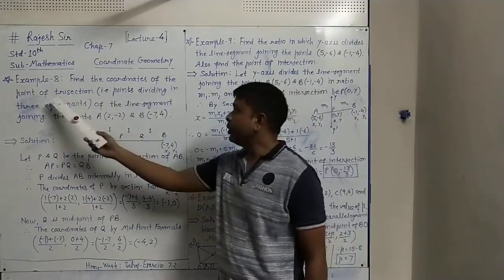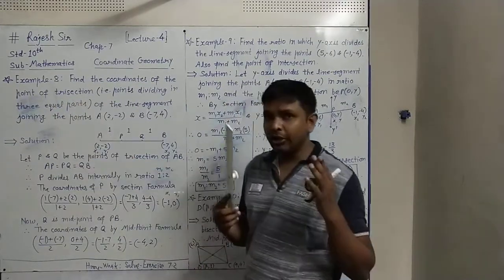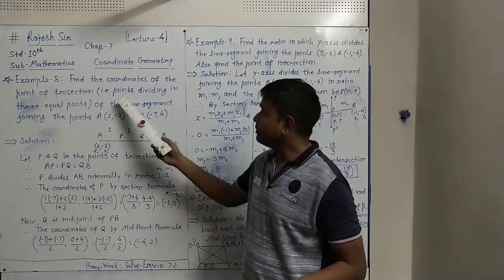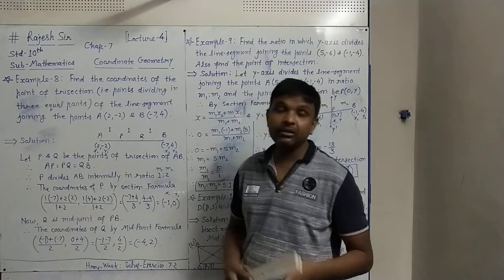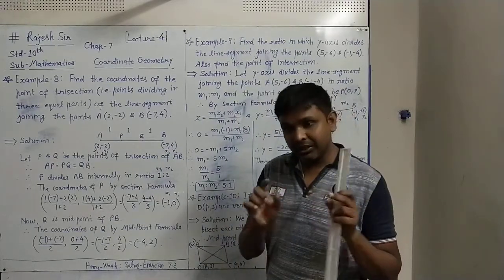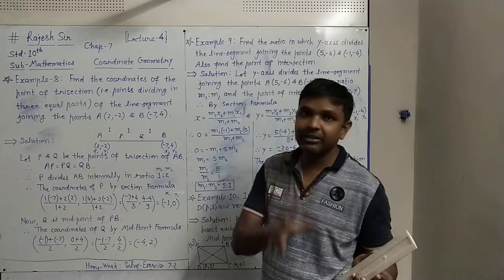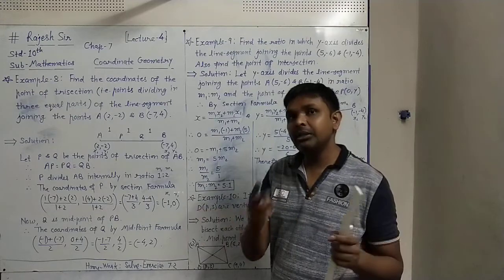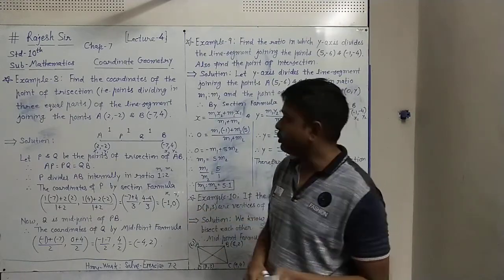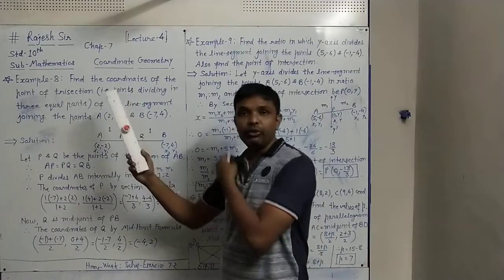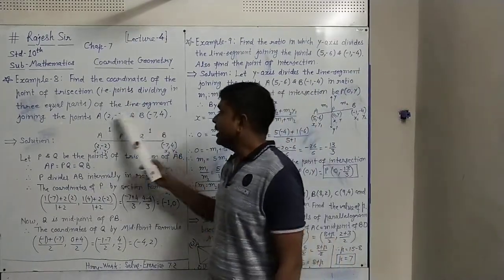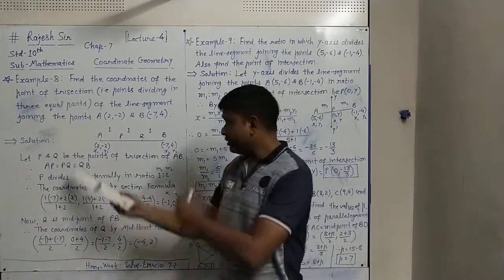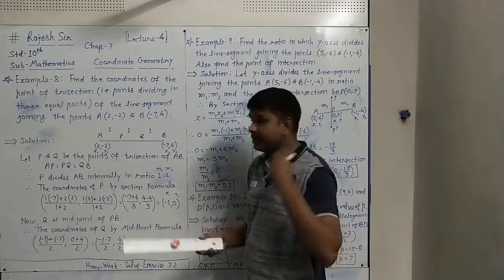Find the coordinates of the point of trisection. What is called a point of trisection? The question says, in brackets, points dividing into 3 equal parts. If points divide the given line segment into 3 equal parts, they are called trisection points, because tri means 3. We want to find the coordinates of those points for the line segment joining A (2, -2) and B (-7, 4). So in the solution we first draw the situation here.